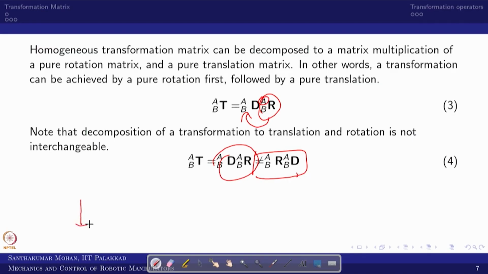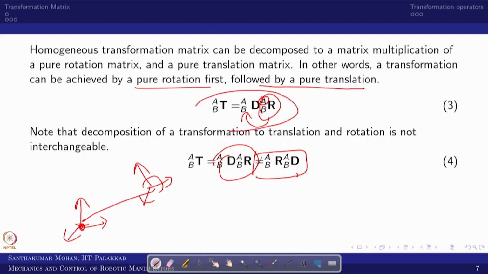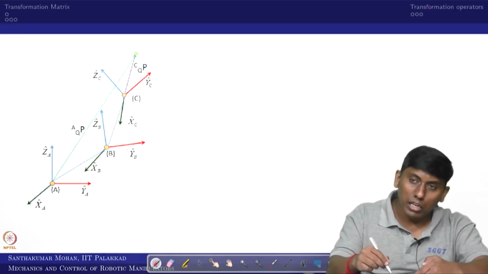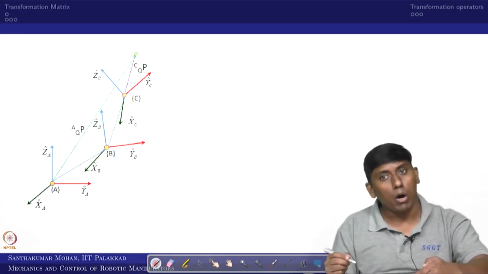In the sense you have two coordinate frames, okay. First you have to rotate this parallel to this, then you translate, that is the meaning of this, okay. So, now you can see pure rotation is first, then translation. I hope you are clear what exactly the matrix decomposition is. Now we will come back to how this can be used as transformation operators.